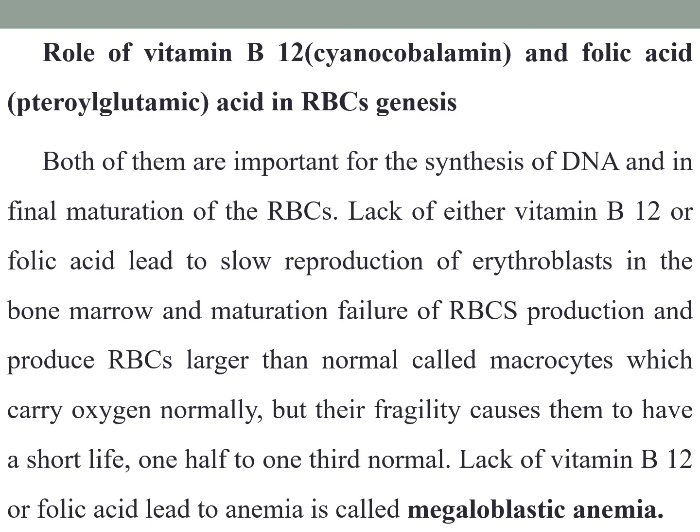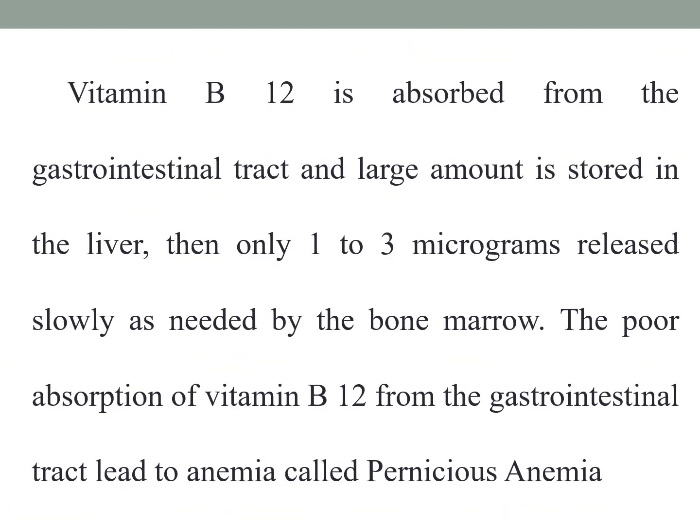Lack of vitamin B12 or folic acid leads to a type of anemia called megaloblastic anemia. Normally, vitamin B12 is absorbed from the gastrointestinal tract and a large amount is stored in the liver. Then only about 1 to 3 micrograms are released slowly as the bone marrow needs. But when there is poor absorption of vitamin B12 from the gastrointestinal tract due to disease, this leads to a type of anemia called pernicious anemia.